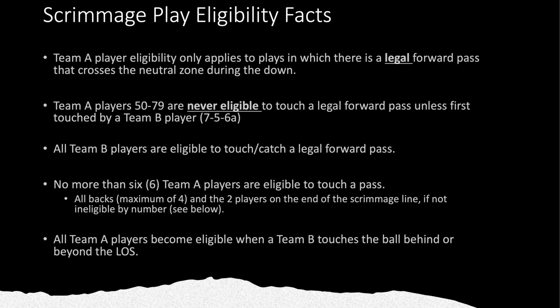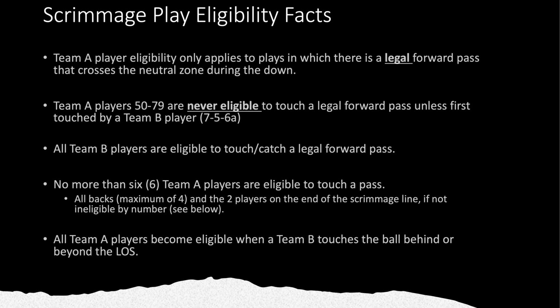Once the ball has been touched by a Team B player, then all Team A players become eligible to touch the ball or catch the ball beyond or behind the line of scrimmage. So important to remember that no more than 6 Team A players are eligible to touch a pass. That's all backs that are legally lined up in the offensive backfield at the snap, and 2 players that are on the end of the scrimmage line if they are not ineligible by number.